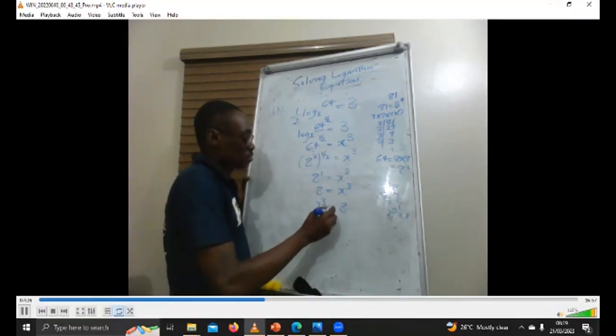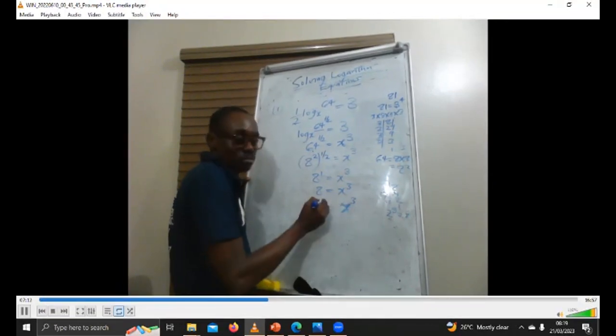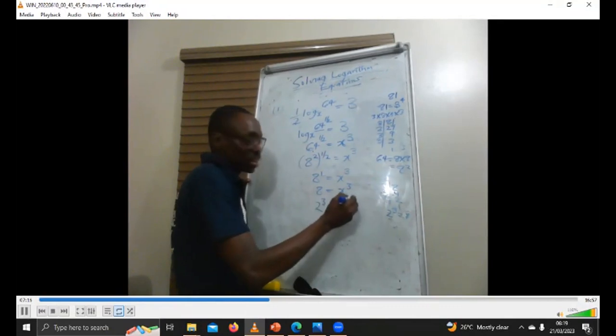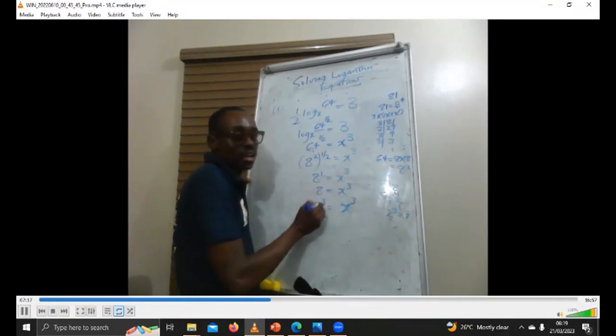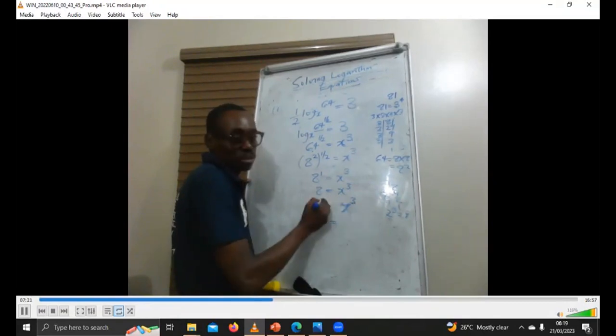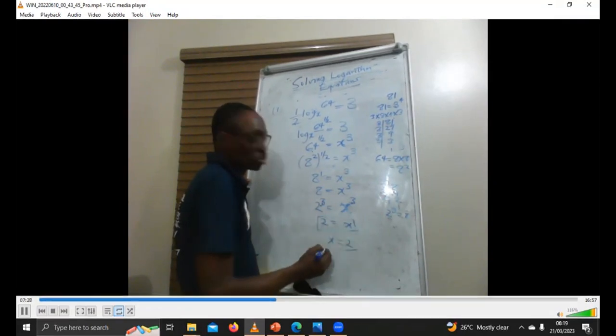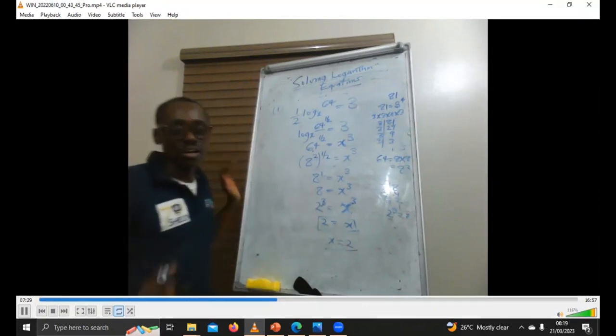Sorry, this is x raised to power 3. So at this point, power 3, index 3, exponent 3. So you can just forget the exponent 3. You just say x is equal to 2. Final answer, x is equal to 2.